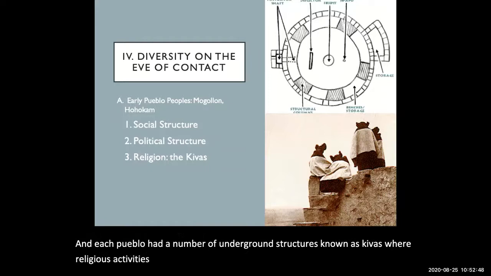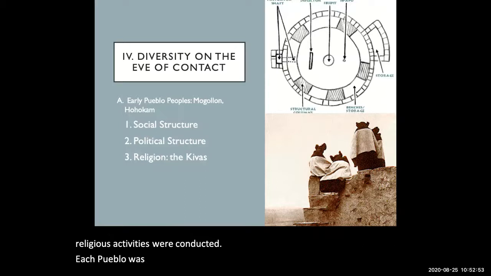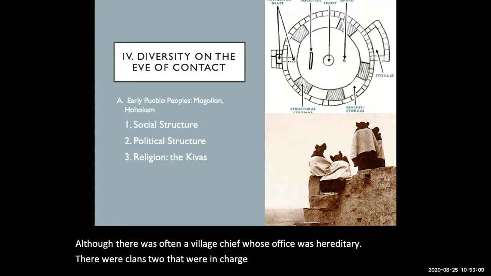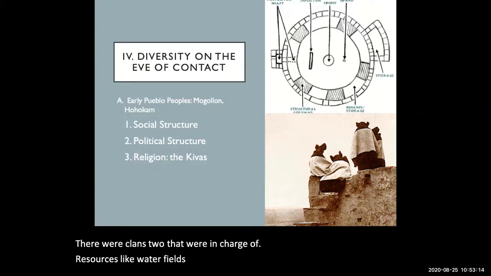Each Pueblo was politically independent. There was no overall chief or council, although there was often a village chief whose office was hereditary. There were clans, too, that were in charge of resources like water, fields, shrines, ritual equipment, kivas.